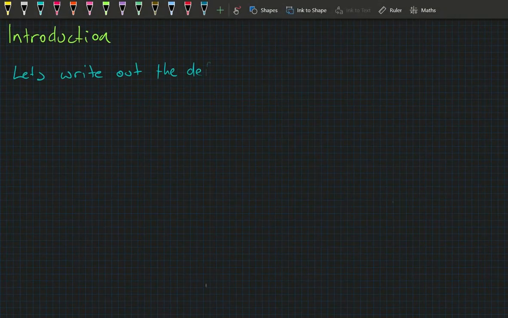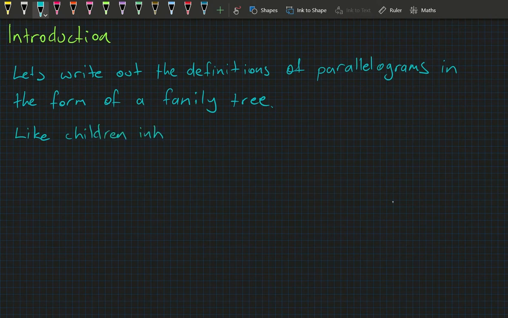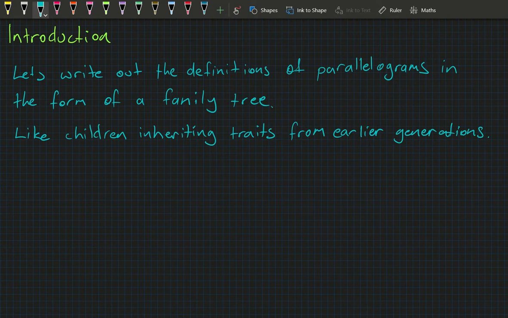Parallelograms are like a family of shapes, so let's define them in a diagram that is something like a family tree. This will make it clearer that they are like children of the previous ones by containing all of the same conditions but adding some more.